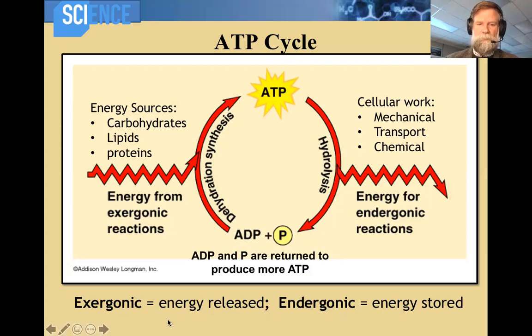Amazing stuff. Two types of chemical reactions. We call them exergonic and endergonic. Exergonic means energy released, and we're going to see that when ATP is reformed, ADP plus P, and some energy is released there. And then the hydrolysis or breakdown of ATP to release energy, that's considered an endergonic reaction. I'm not too worried about those terms, but just to give you some information there.